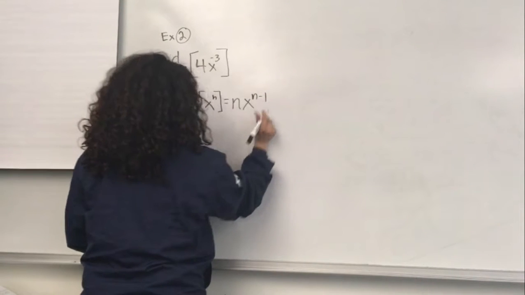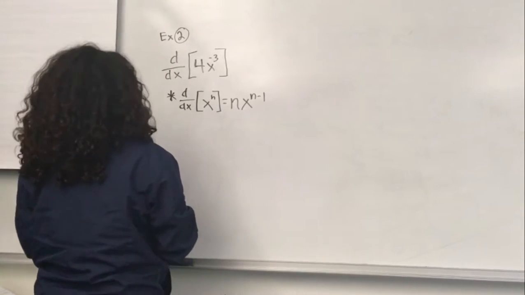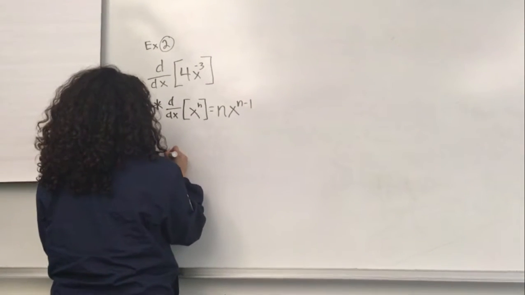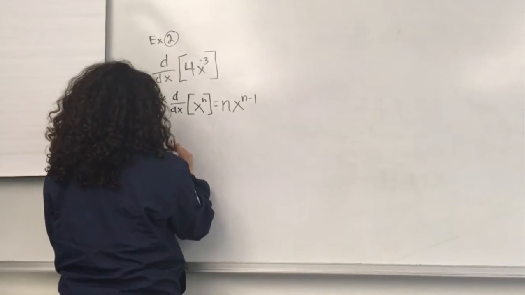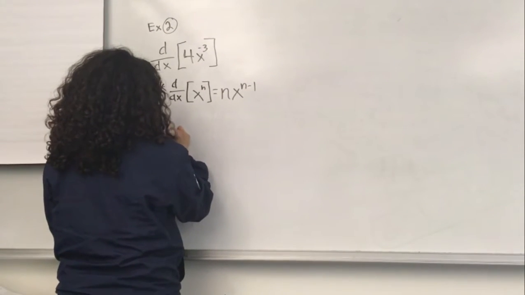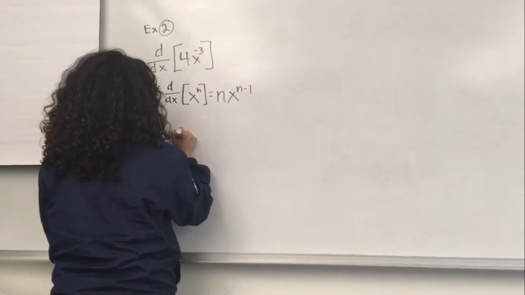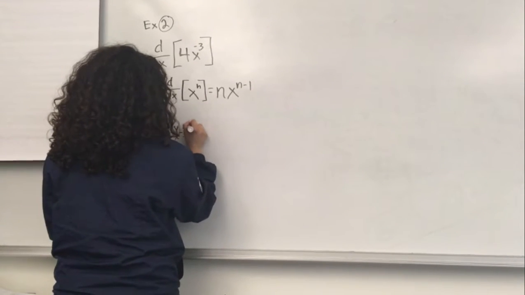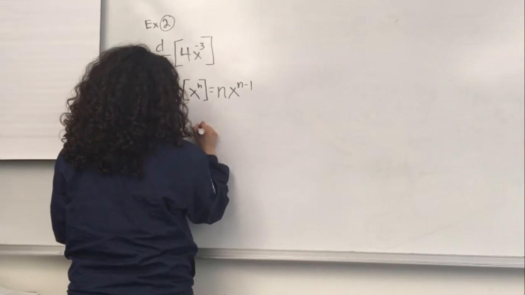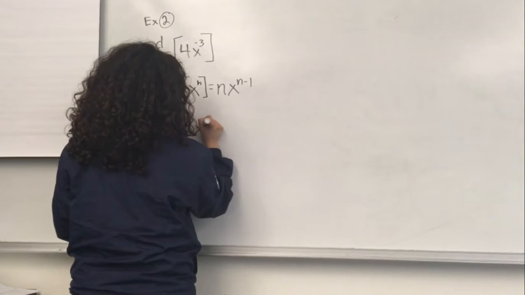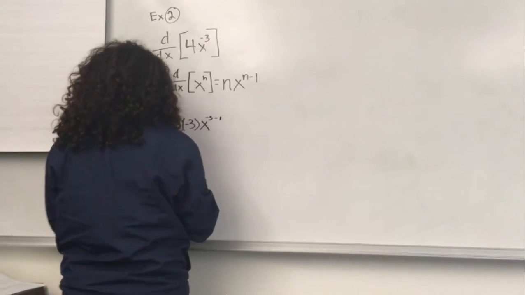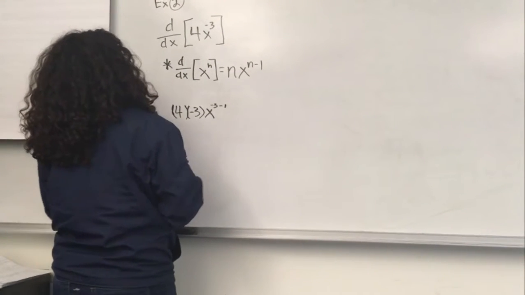For our second example, we'll be taking the derivative of 4x to the negative third power. Our first step is moving the exponent in front of the x variable. Now, because we already have a constant in front of the x variable, this just means that the two numbers are going to multiply, giving you negative 12 as your new constant in front of the x variable.